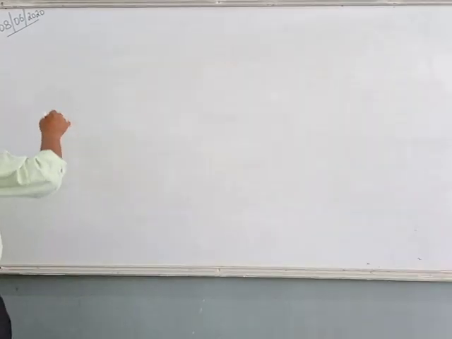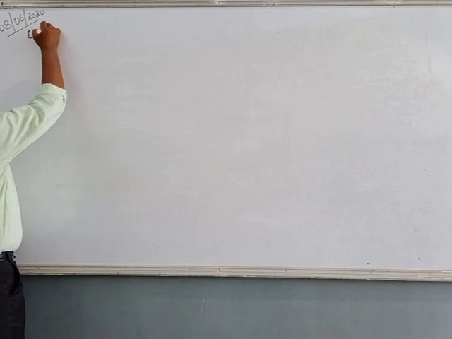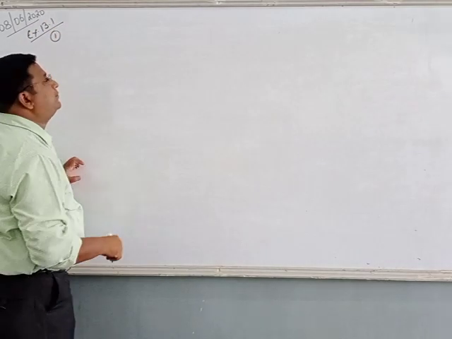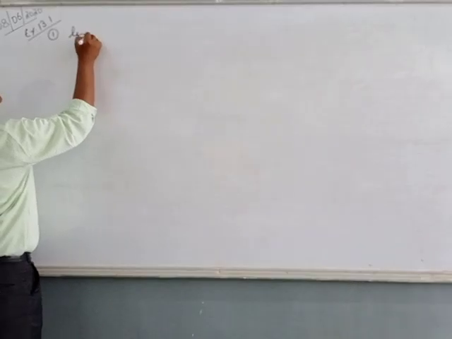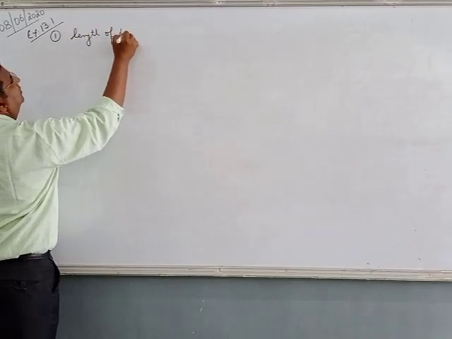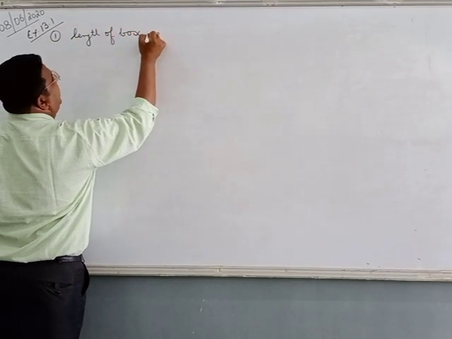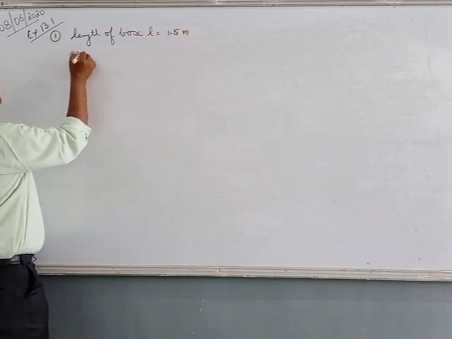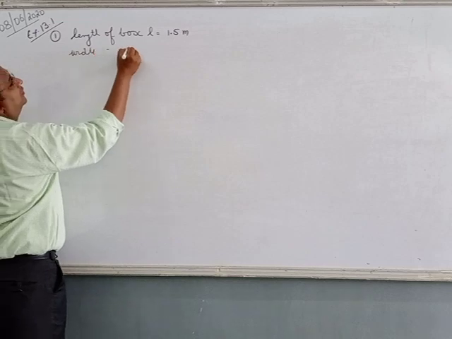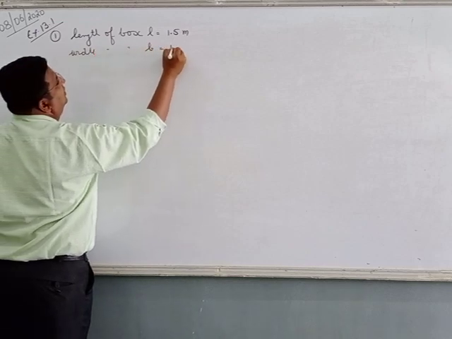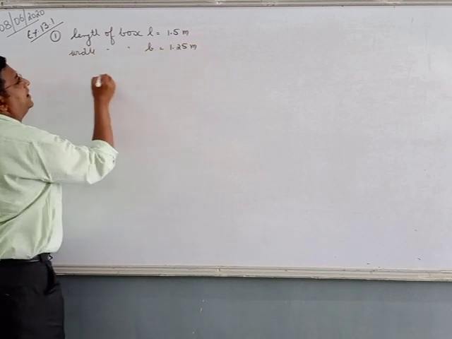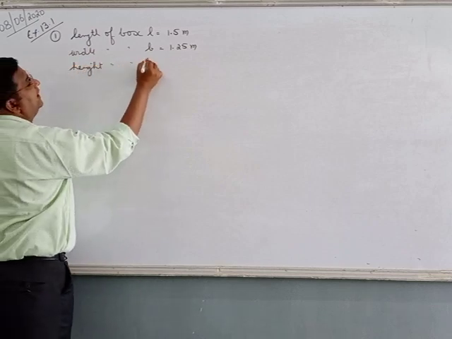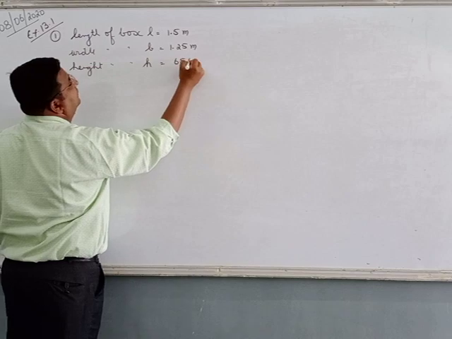So first question we will be doing, that is exercise 13.1. First question. Second question you will try. What is given to us? Length of box, that is L, 1.5 meter. Width of box, that is B, 1.25 meter. And the height of box or the depth of box, that is H, is equal to 65 centimeter.